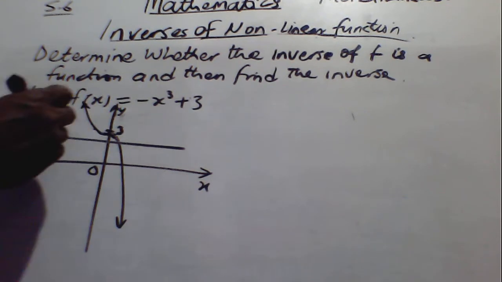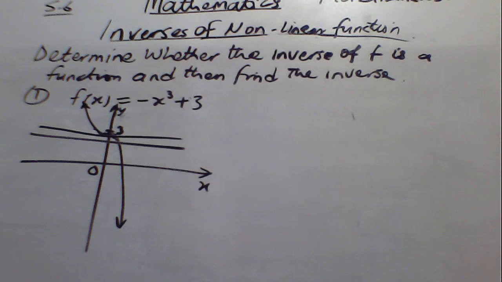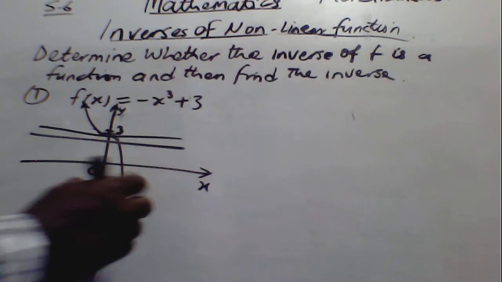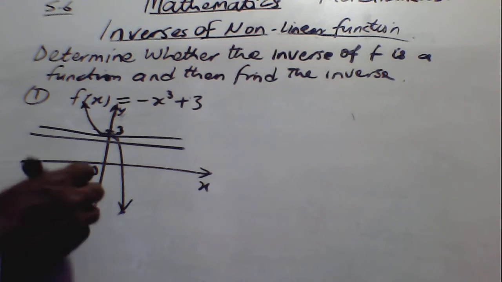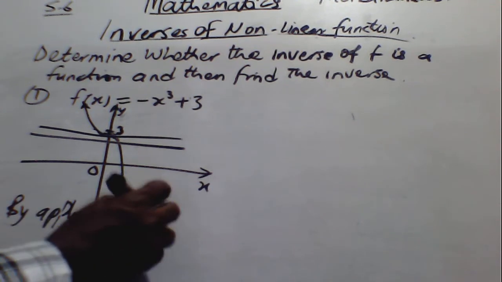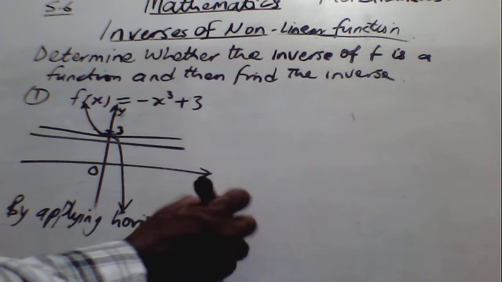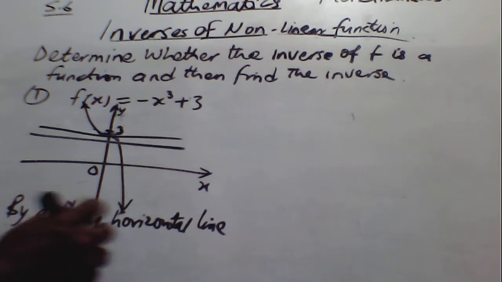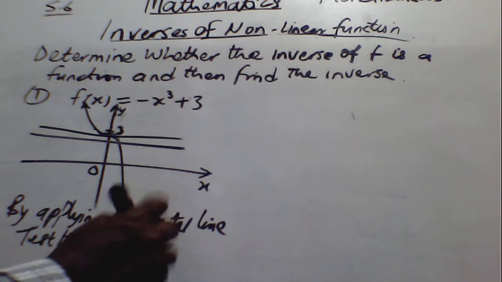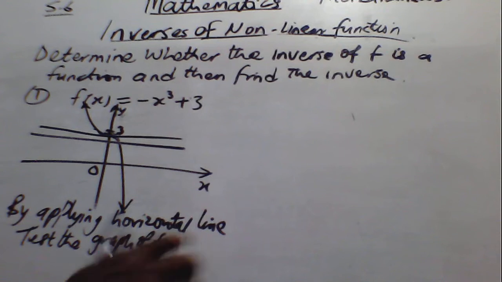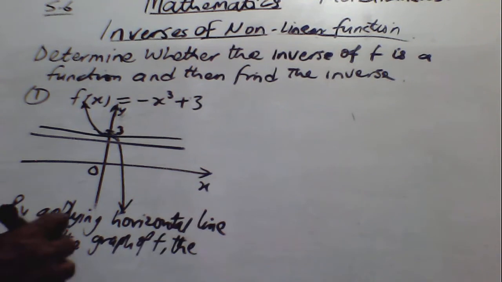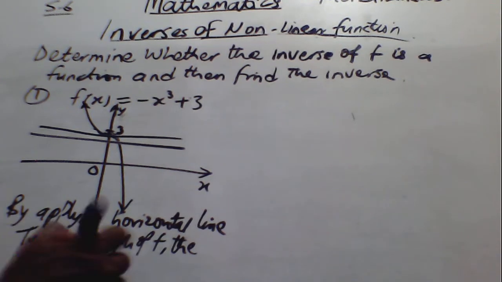So if you draw a horizontal line, even though it's here, you will see that it cuts only at one point. So by applying the horizontal line test to the graph of f, the inverse is a function.